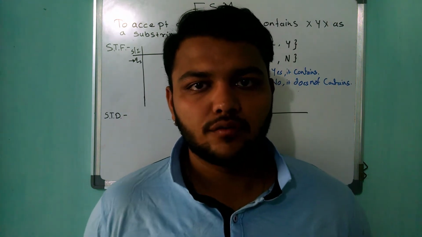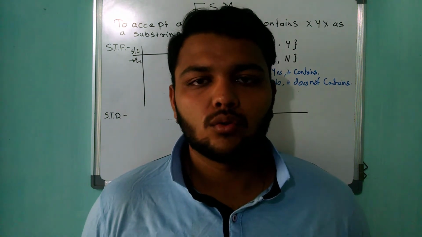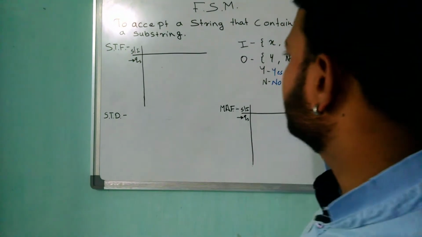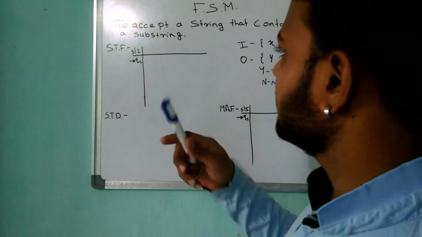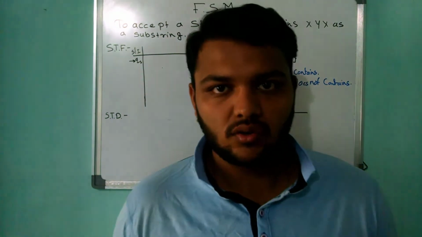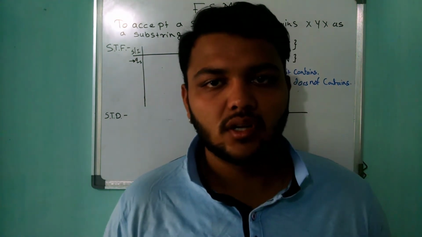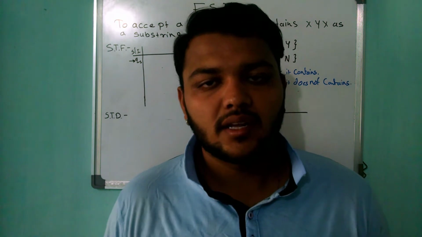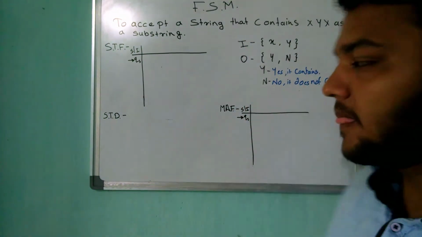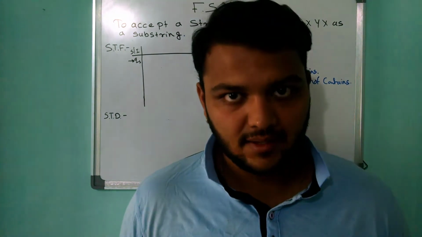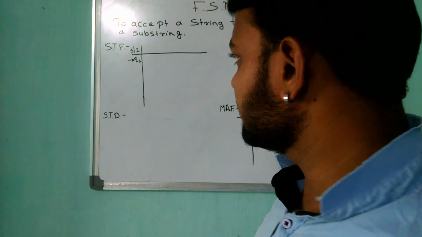So we are going to solve the fourth type of sum that can come in FSM. The fourth type is to accept a string that contains a particular substring in it. In our case, xyx is the substring. So if any string contains xyx as the substring over the input x and y, then our FSM should accept it. Okay, so we are going to start with the state transition function.